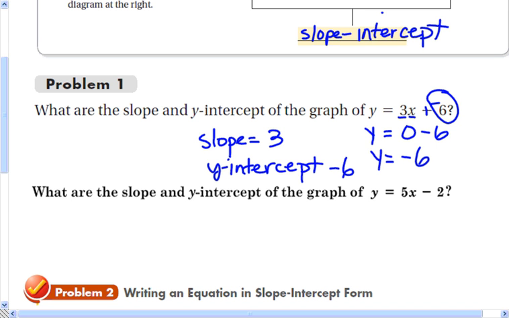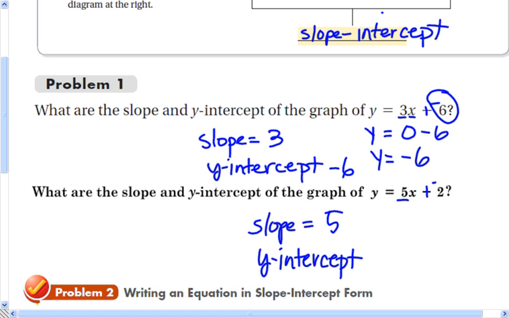All right, let's look at another one here. So we found out that the coefficient is the slope. So the slope in this case is 5. And we also found out that the y-intercept is the number added in the equation when it's written in slope-intercept form. So we need to change this to addition to figure out what that is. Since we're adding negative 2, the y-intercept is negative 2. All right?